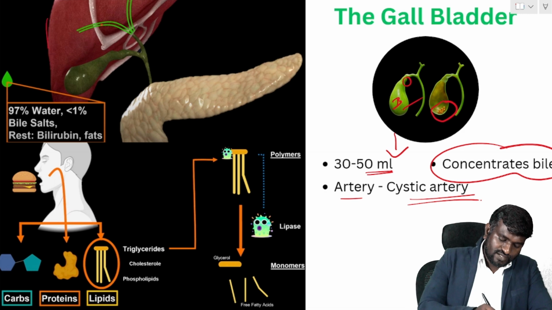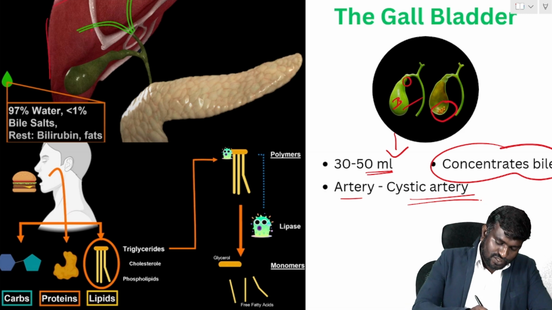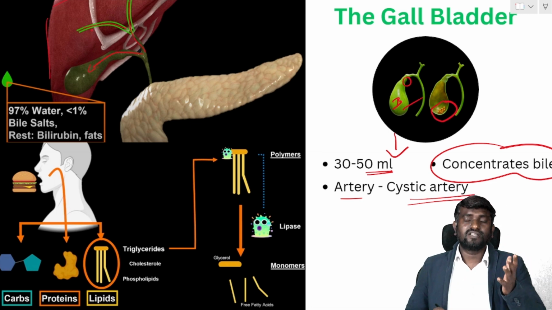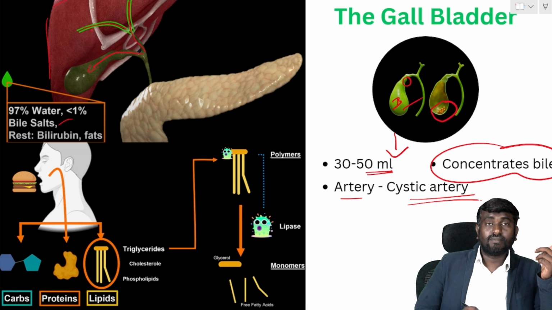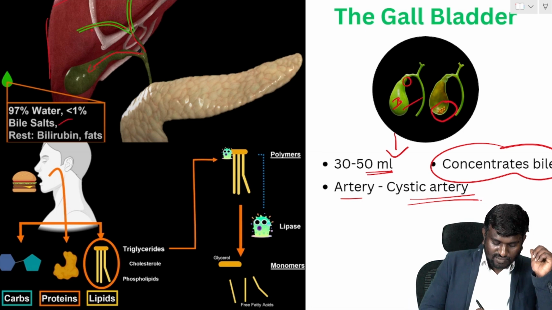Now, we know this is the liver which secretes bile. This is going to be the right hepatic duct, and this is going to be the left hepatic duct. It gets drained and the bile gets stored here. 95% of the bile is going to be water, and then less than 1% is going to be bile salts. The remainder is going to be bilirubin and the fats.